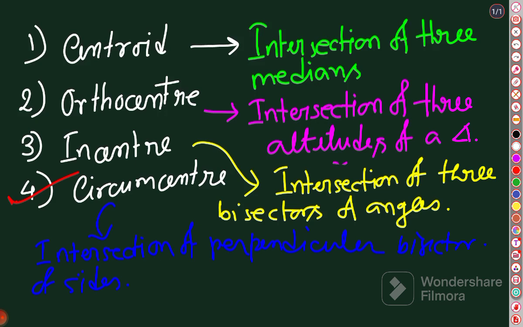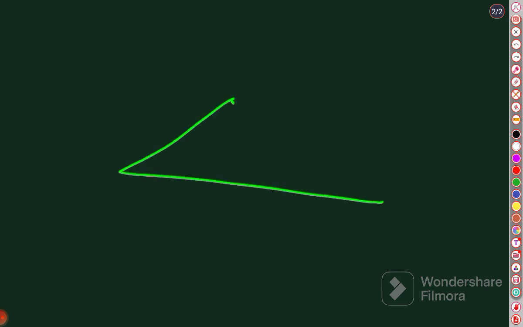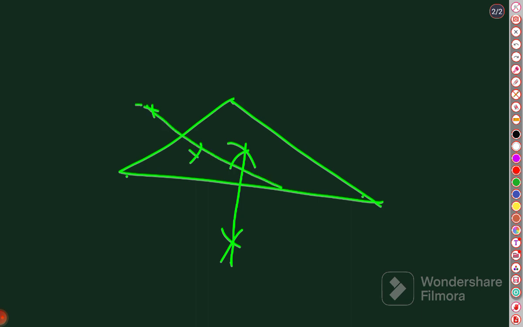Next page. Suppose this is a triangle. You have to take more than half of it, then here and here draw. Again more than half of it, here and here draw, in this way. Again half of it here and there. So in this way you'll get the perpendicular bisector.